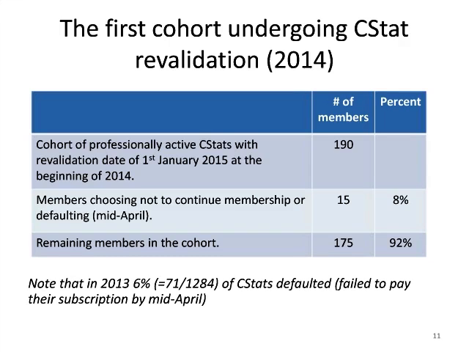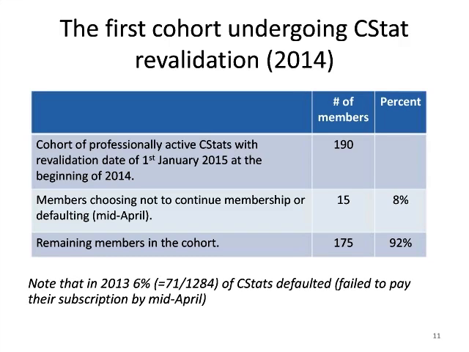So 8% of those who we thought would be going through revalidation actually had chosen to leave the society prior to 2015. This was not an increase, so revalidation hadn't really increased the number of defaulters. In the previous year it had been 6% of the chartered statisticians who had defaulted by this time in mid-April.